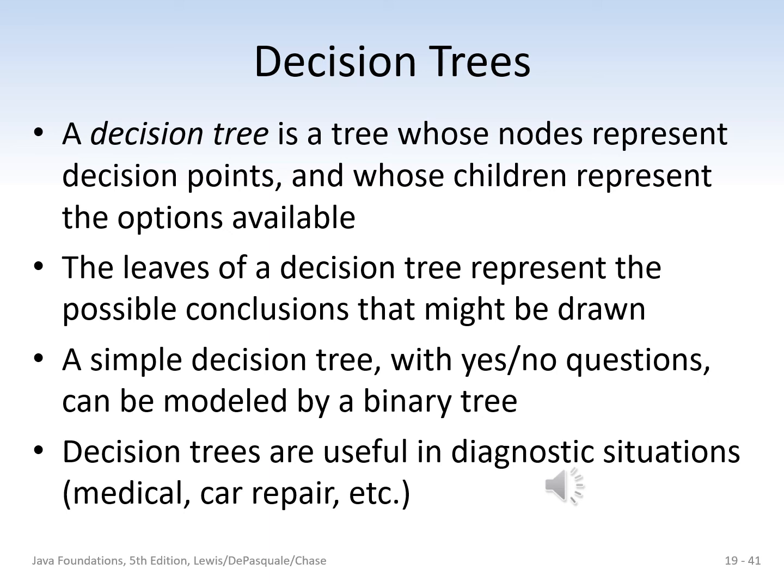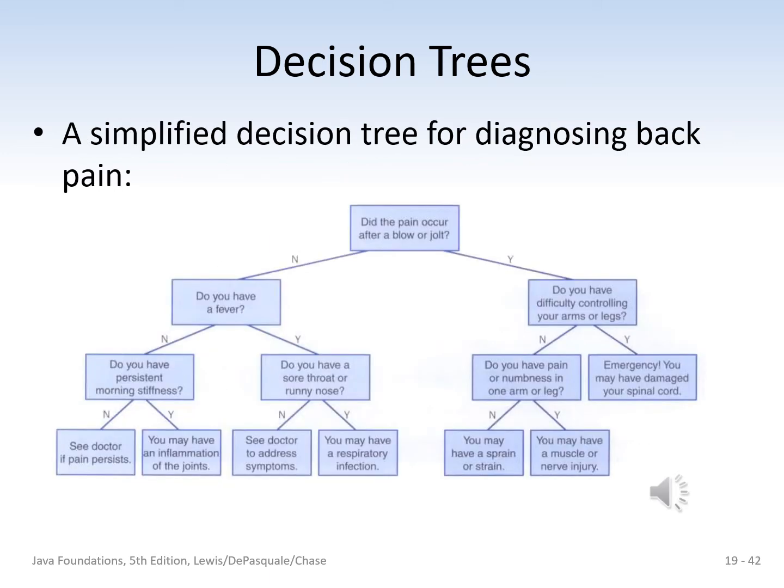A simple decision tree with yes and no questions can be modeled using a binary tree. These are very useful in diagnostic situations, medical, car repair, etc. Obviously, we're going to take a look at a decision tree. Here we have a graphic depiction of a very simplified decision tree for diagnosing back pain. Now, let me say this is an academic example. You should not use this for medical advice in any way.